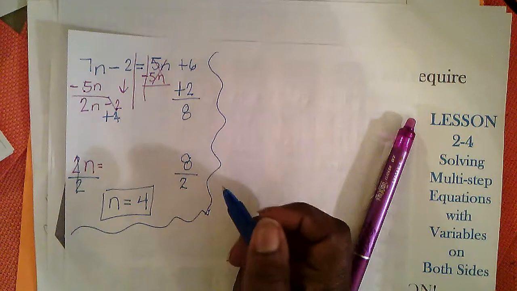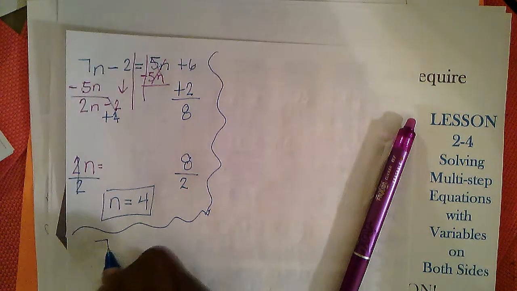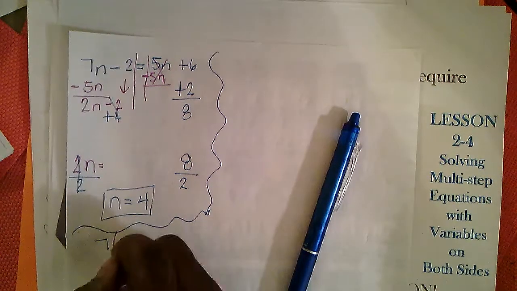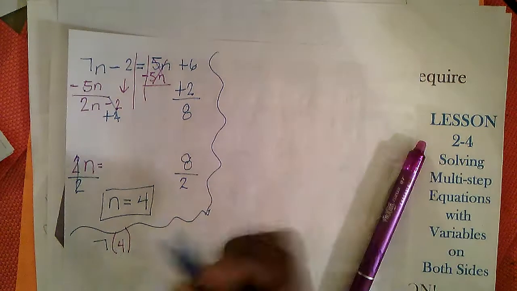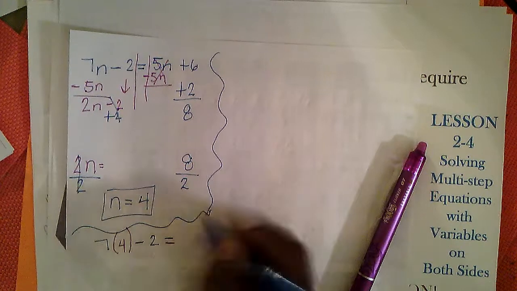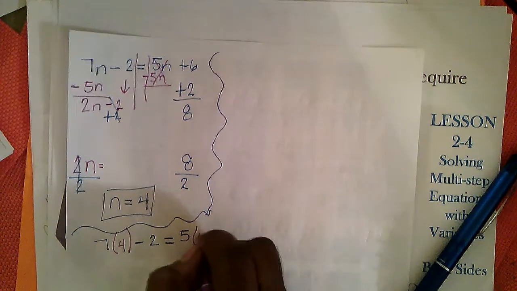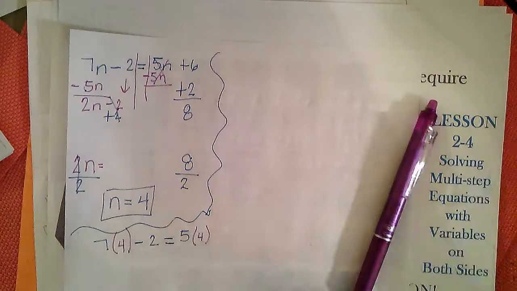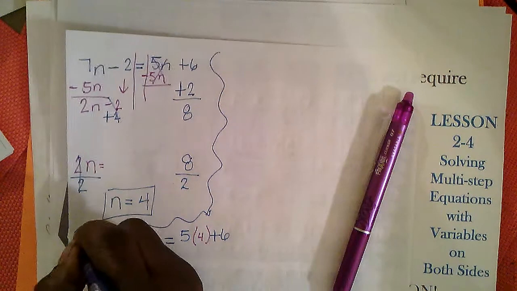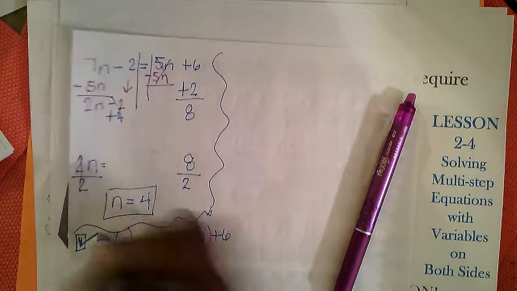Now, if we ever want to check our answer, this is how we would do it. We take our original equation and we substitute the number for the variable. And again, this is how you check your answer.